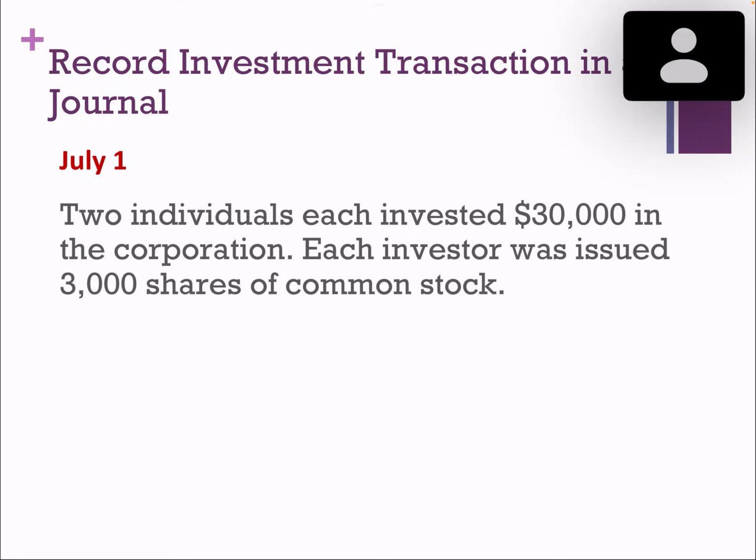Okay, so 2 individuals each invested $30,000 in the corporation. Each investor was issued 3,000 shares of common stock. So what we're focused on is the economic impact to the business, right? So if we look at the equation, the business is receiving cash, right? And it's from 2 individuals, so it's really $60,000.